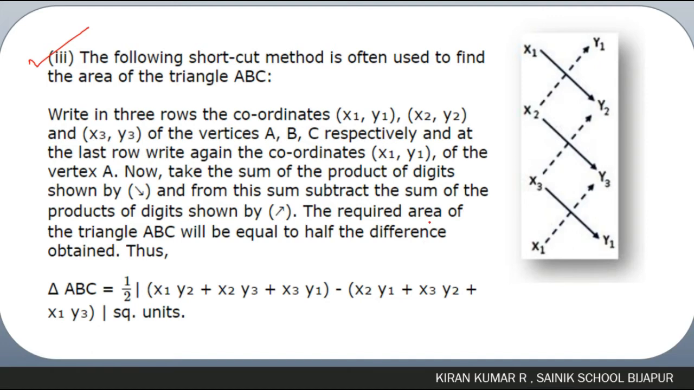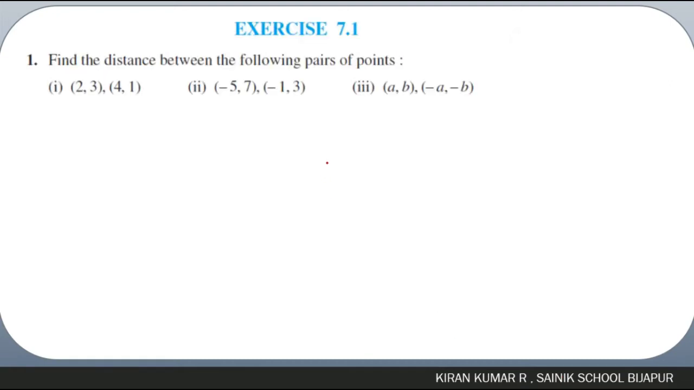Now we have covered the main topics of this chapter. With this knowledge, we can start solving the exercise questions. In today's session, we will be solving exercise 7.1. Let's begin with exercise 7.1. The first question is related to the distance formula. Find the distance between the following pairs of points.